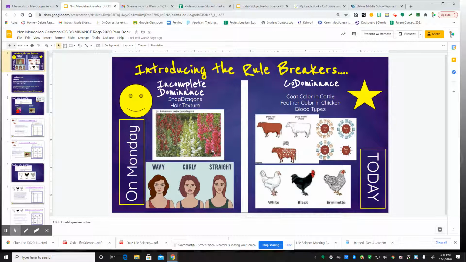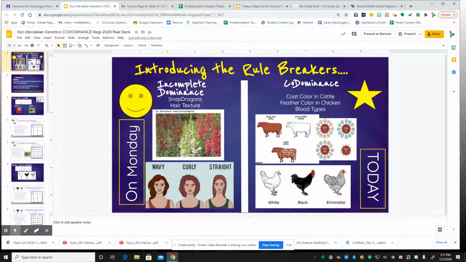So your classic example, as you can see on the screen, is coat color in cattle. You can see a pure red and a pure white cattle, or any sort of cattle, can produce a roan offspring, which in this case is red and white spotted on their skin color. Also a classic example is chickens. A black and white chicken, they don't make gray chickens, they make an erminette or a speckled chicken, which is a black and white spotted chicken.